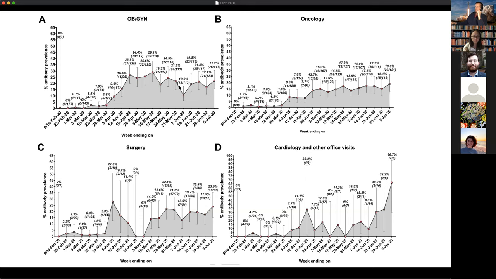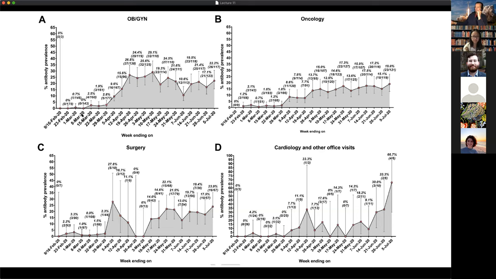OBGYN, on the other hand, you don't get to choose when you deliver, right? So that's basically a sample of the general population. And the same with oncology. It's more about when things resolved and people started going back to the hospital, pretty much all settled down to more or less the same level.